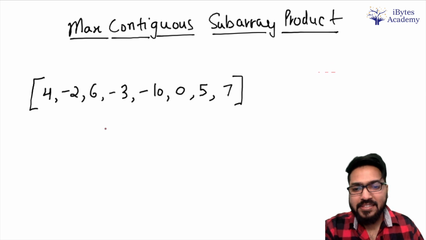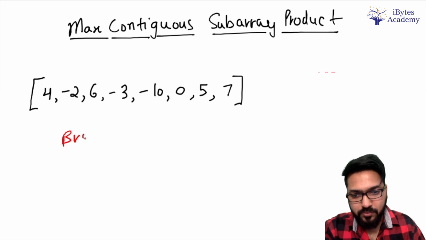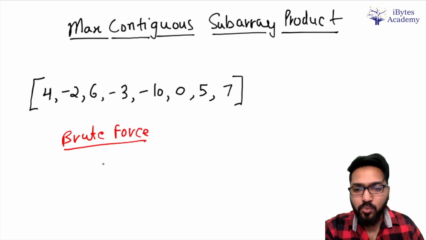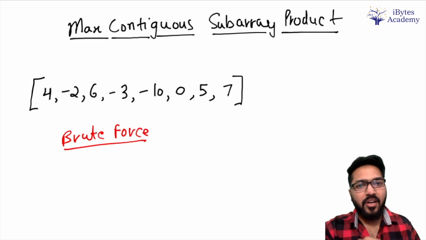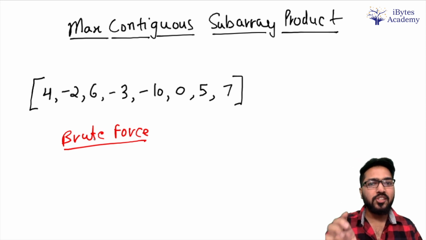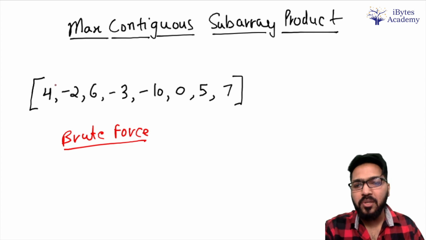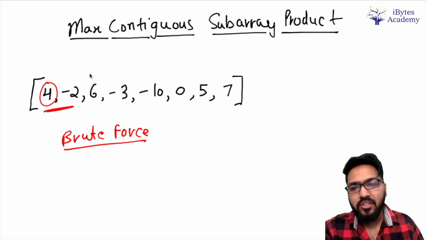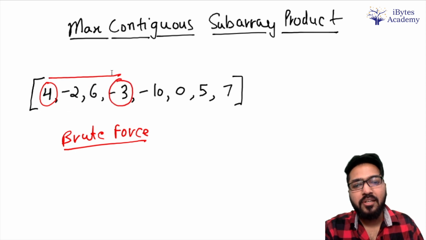First of all, let's discuss our brute force approach. In our brute force approach, we are going to consider every pair of integers as the extreme points of our contiguous subarray. What I mean is, say we first take 4 and -2 and find their product, then obviously you can take 4 and 6 and find the product, then 4 and -3, find the product of all of these, and so on.